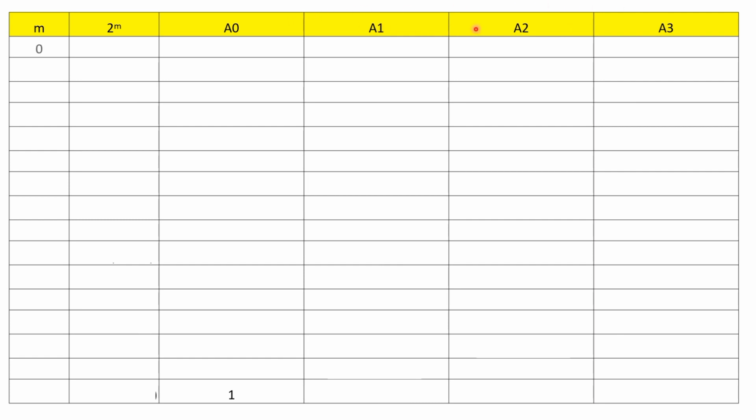Let's start with m equal to 0. So 2 raised to 0 is 1. Our original equation from a while ago is x cubed minus 6x squared plus 5x plus 12, so I will write the coefficients 1, negative 6, 5, and 12. The next step is the square of these coefficients. The square of negative 6 is 36, this will be 25, and this will be 144.